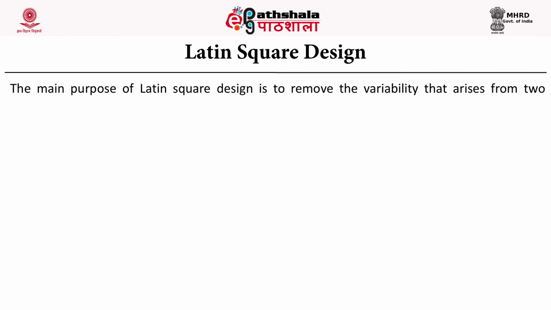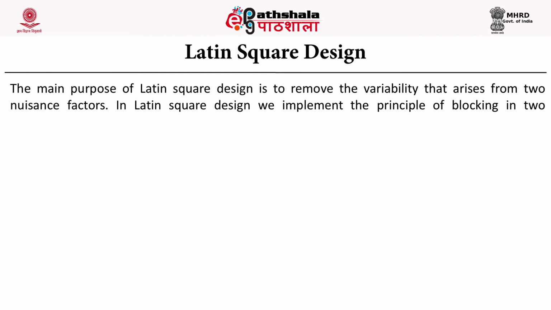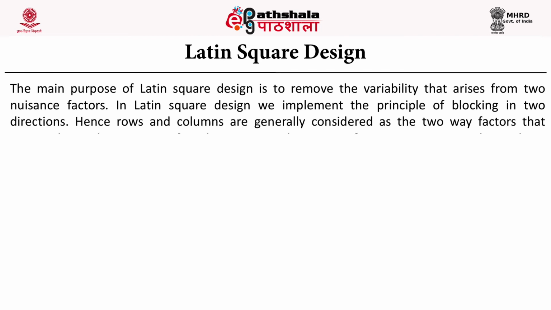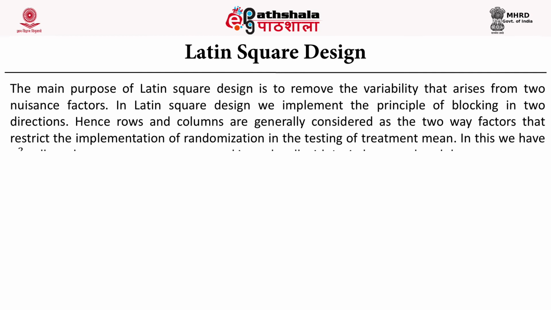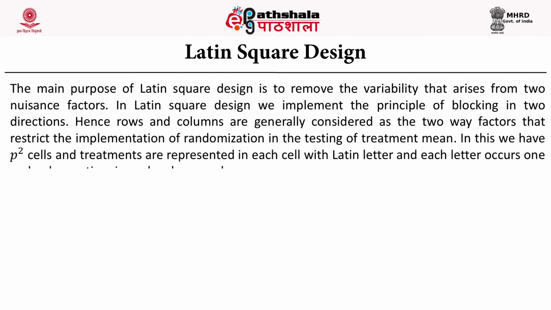The main purpose of the Latin square design is to remove the variability that arises from two nuisance factors. In Latin square design, we implement the principle of blocking in two directions. Hence, rows and columns are considered as the two-way factors that restrict the randomization. In the testing of the treatment mean, we have p square cells, and treatments are represented in each cell with Latin letters, and each letter occurs one and only one time in each column and row.